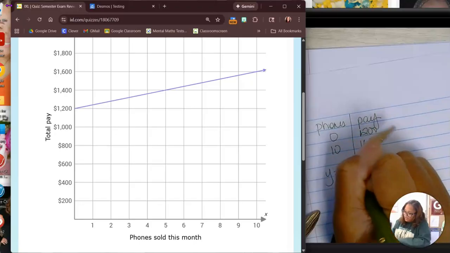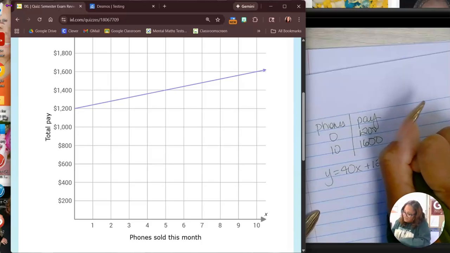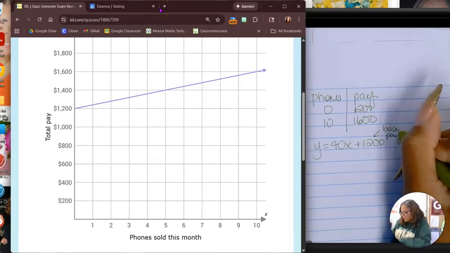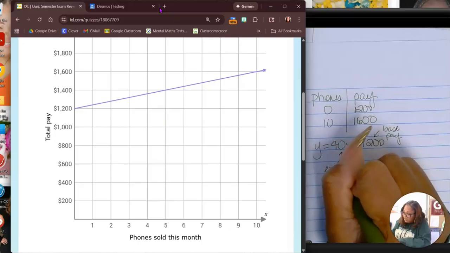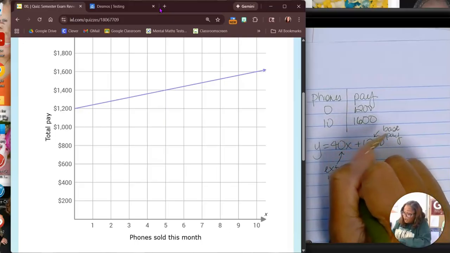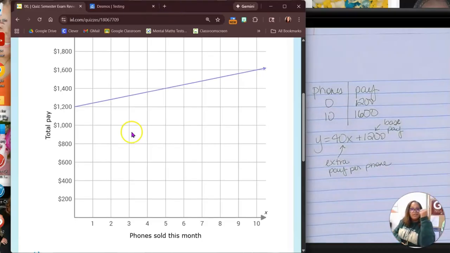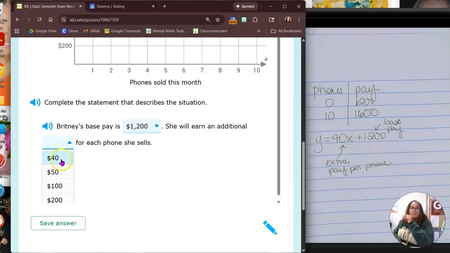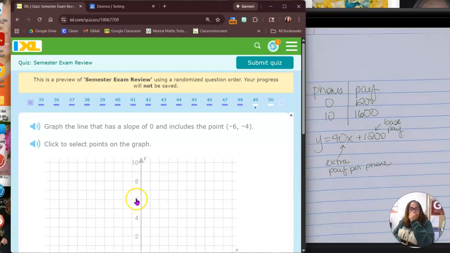Y equals 40x plus 1,200. This is her base pay. And this is her extra pay per phone that she sells. So let's see. Brittany's base pay is $1,200. She will earn an additional $40 for each phone she sells. Done.